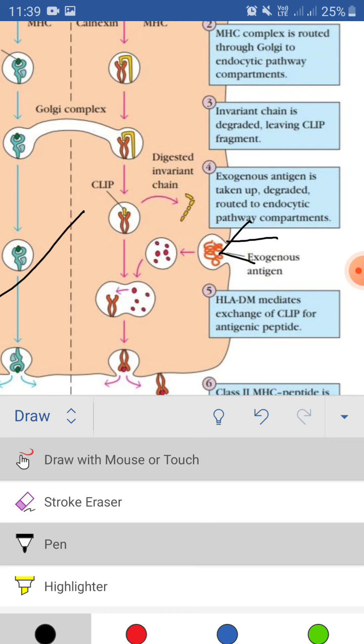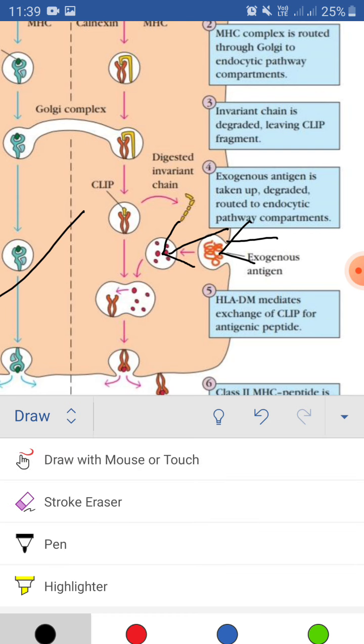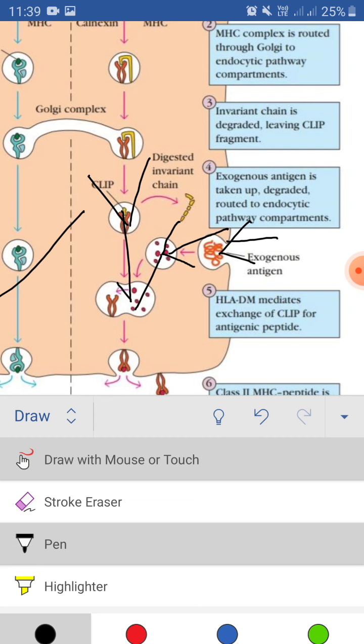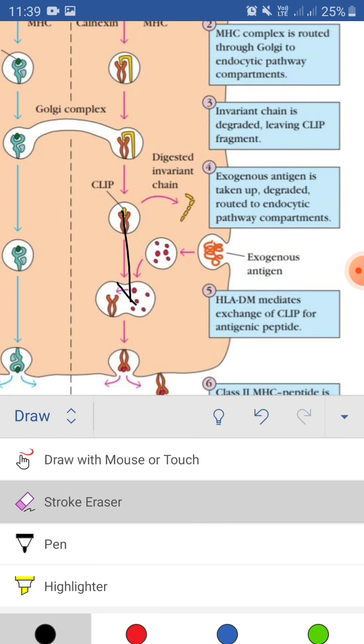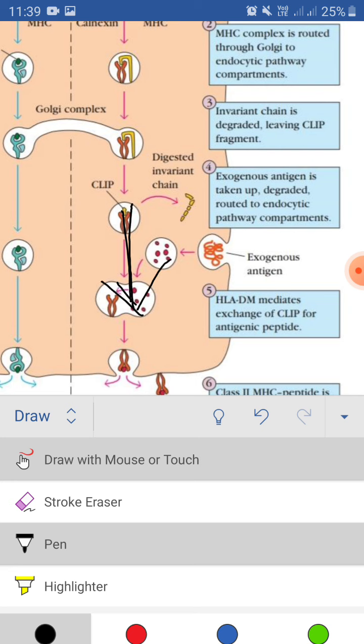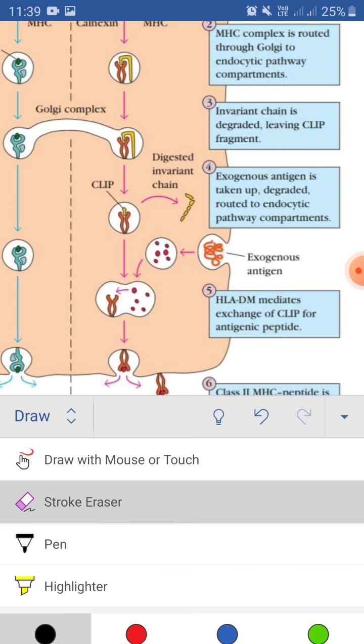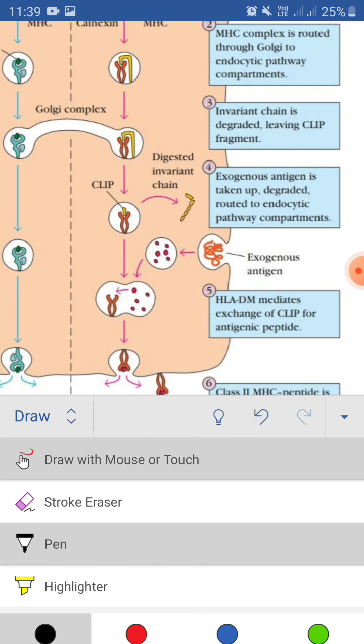They transport that peptide via the endomembrane system and endosomes to the lysosome, where they are exposed to low pH and lysosomal enzymes, which degrade the peptide antigen into smaller fragments, and they now load. The MHC molecule with the invariant chain also interacts with the lysosome. Here you can see, in the lysosome the invariant chain also gets cleaved, but a small fragment remains there, called CLIP.